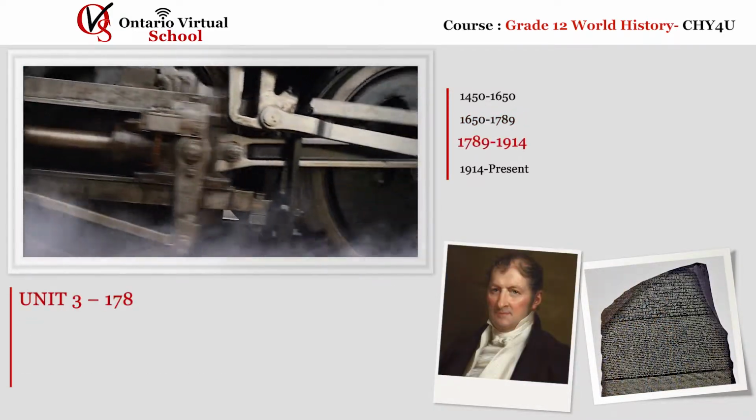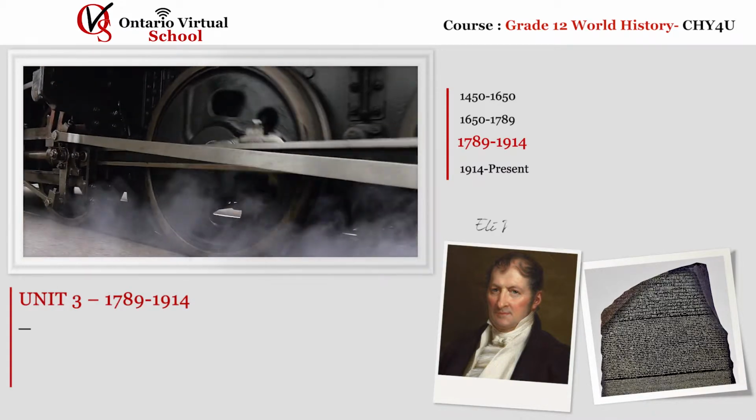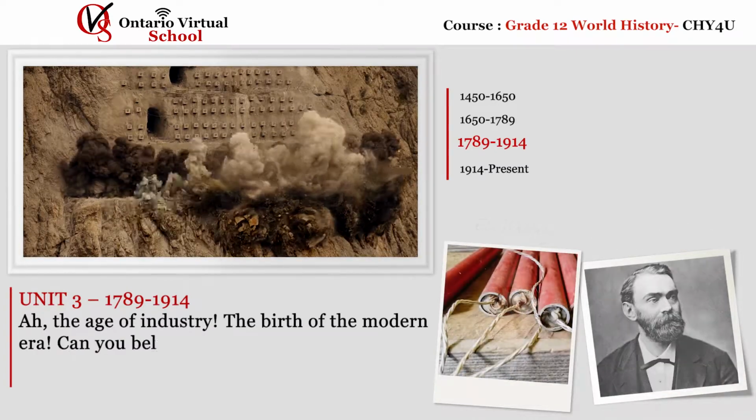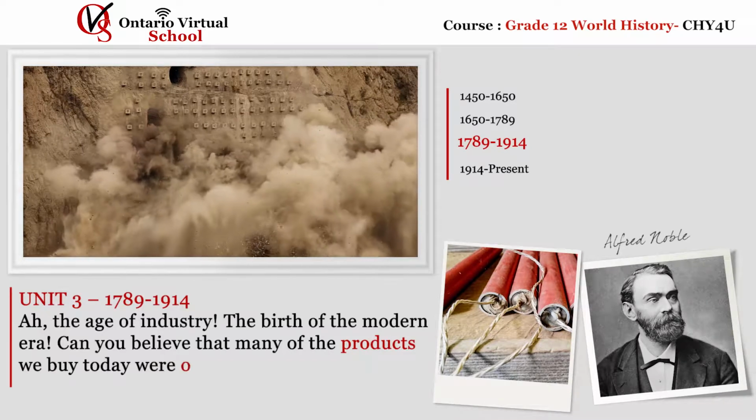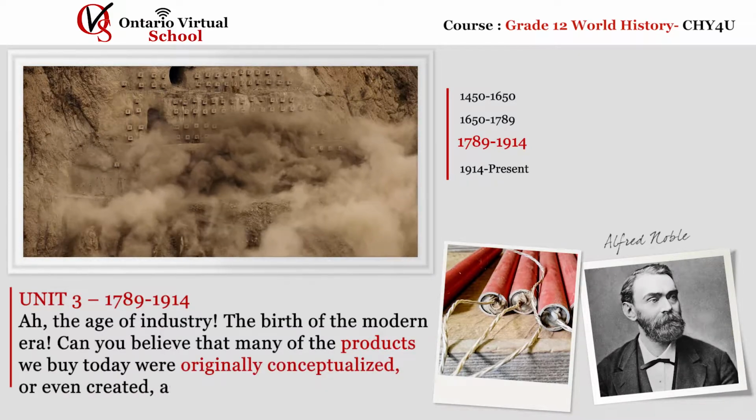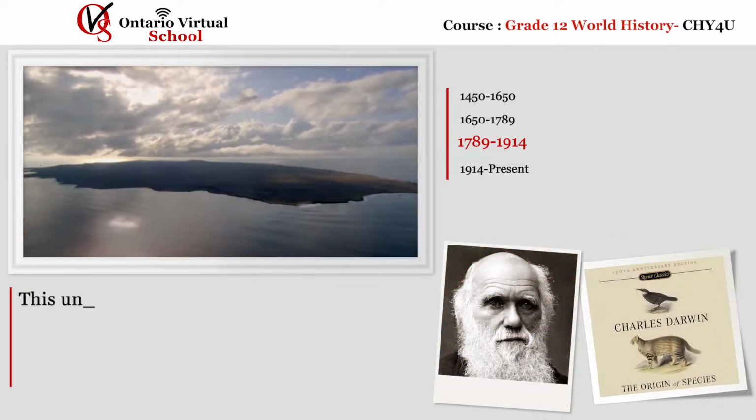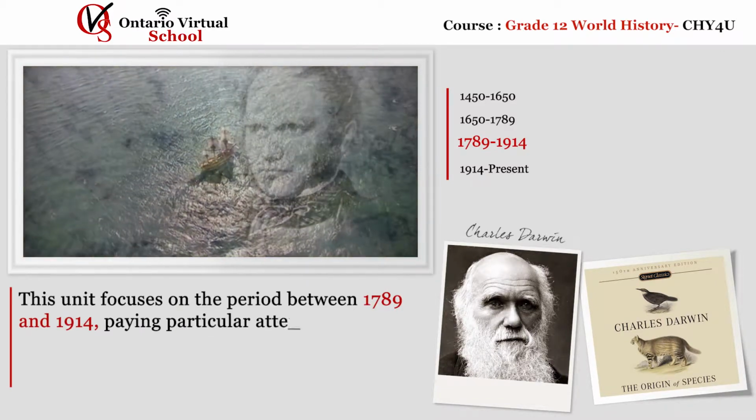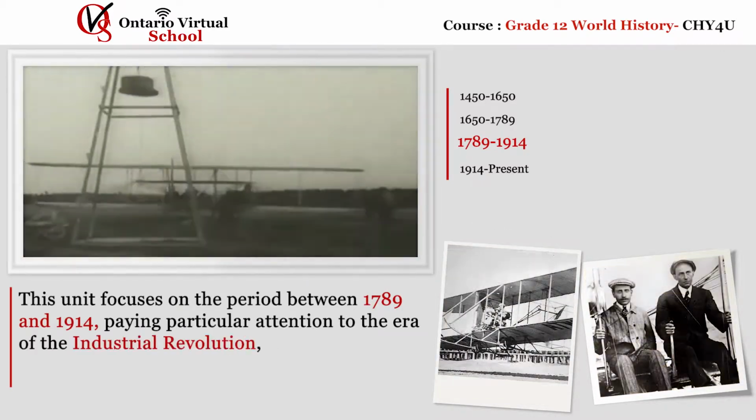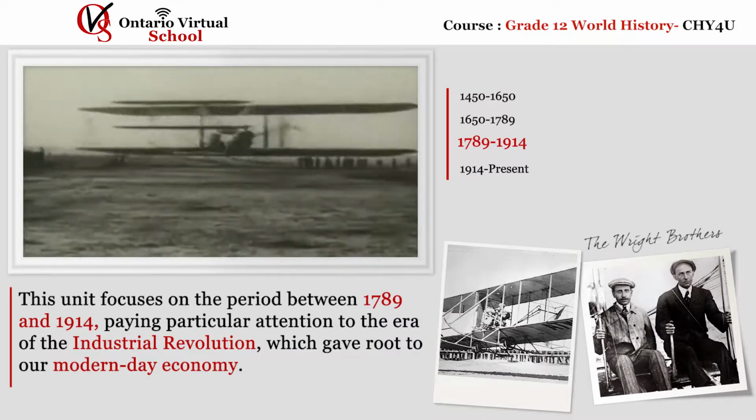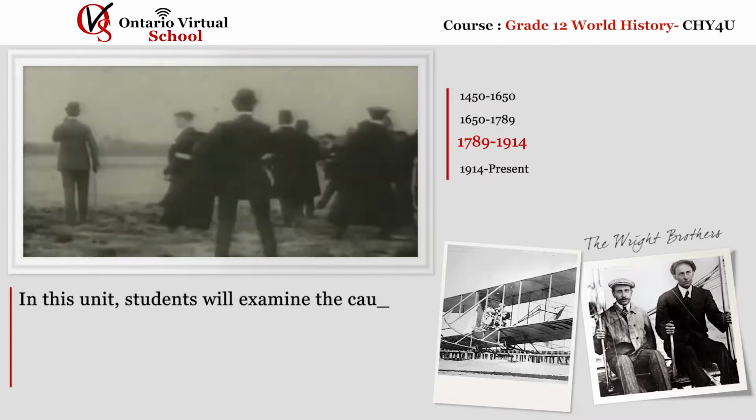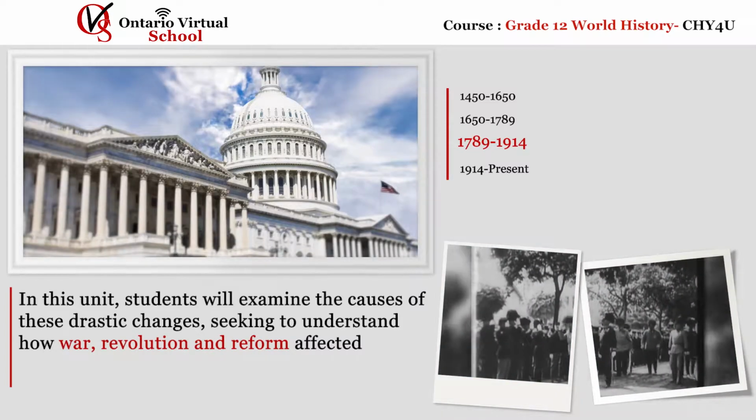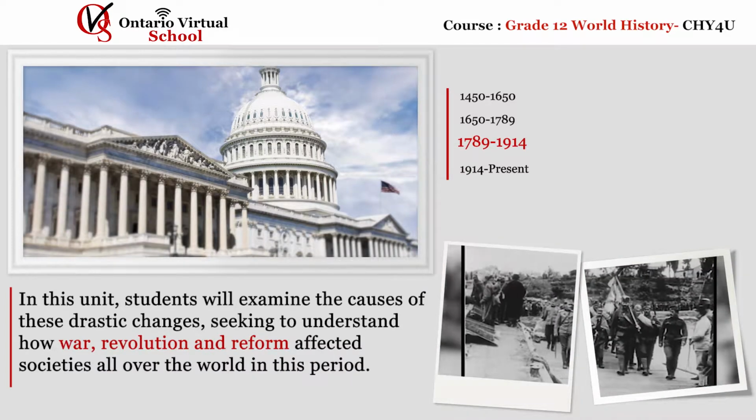Unit 3, 1789 to 1914. The Age of Industry, the birth of the modern era. Can you believe that many of the products we buy today were originally conceptualized or even created as far back as the 1700s? This unit focuses on the period between 1789 and 1914, paying particular attention to the era of the Industrial Revolution, which gave root to our modern-day economy. In this unit, students will examine the causes of these dramatic changes, seeking to understand how war, revolution, and reform affected societies all over the world in this period.